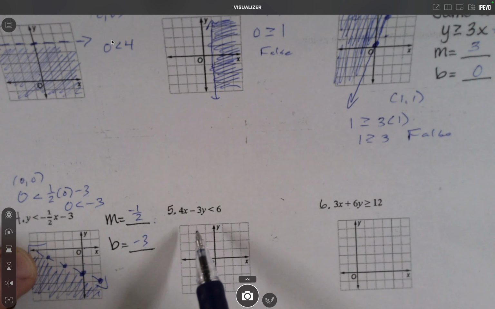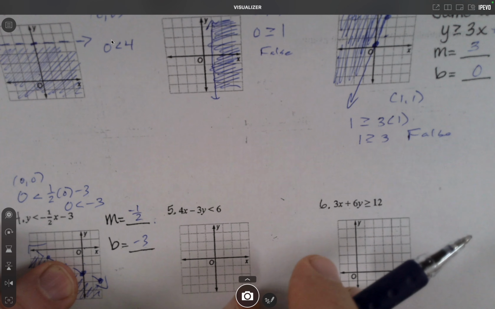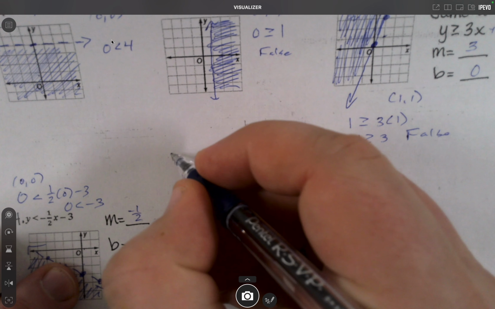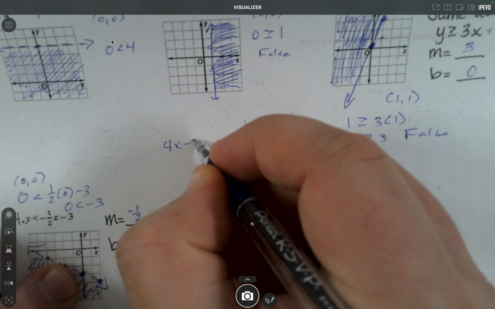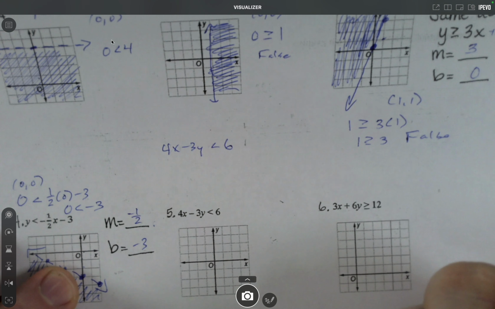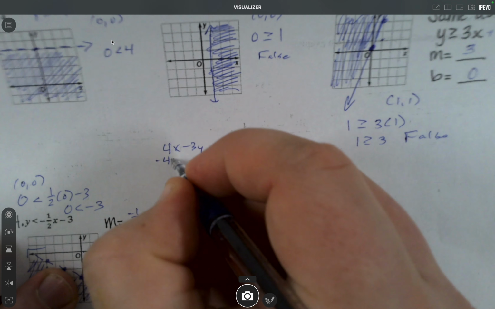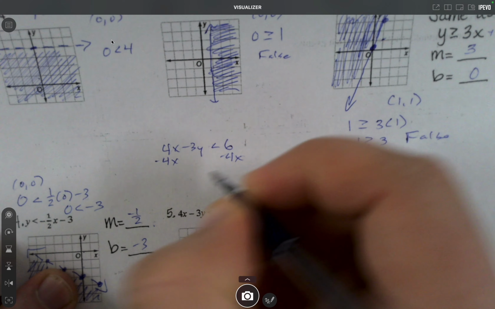Okay, number 5, the easiest way to do this, in my opinion, is to go ahead and solve it for y. So I'll write that work up here. 4x minus 3y is less than 6. Subtract 4x from both sides.